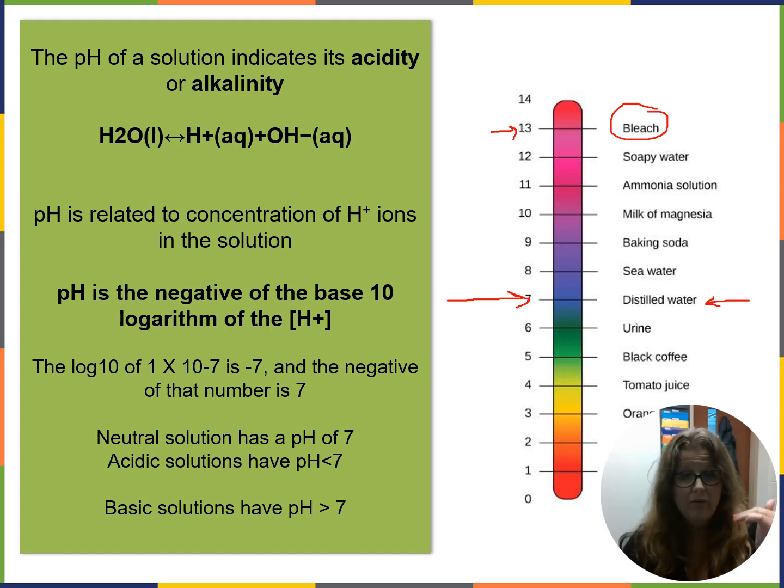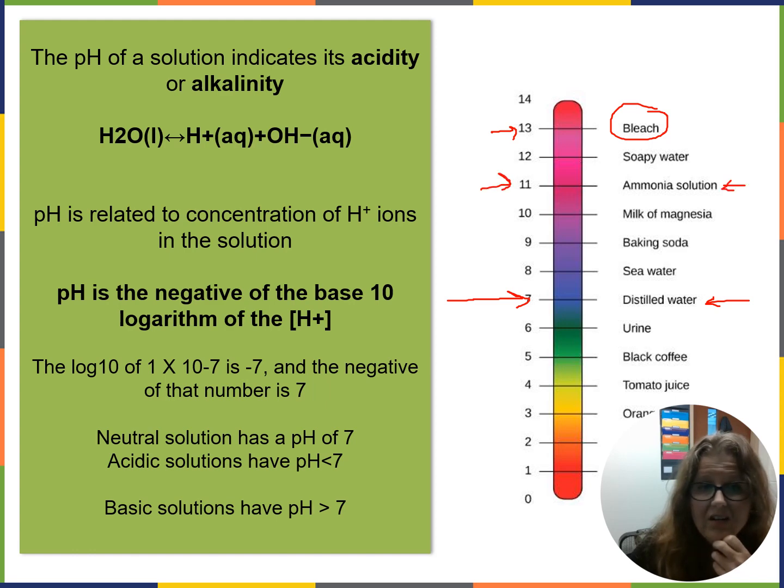And this is a logarithmic scale. So we actually get 10 to the negative 7. Really what I want you to understand is that this is just comparing. So we know that compared to ammonia, bleach is a lot stronger. So we have 10 to the negative 11, 10 to the negative 13. Again, this is showing you the relative strength of them.